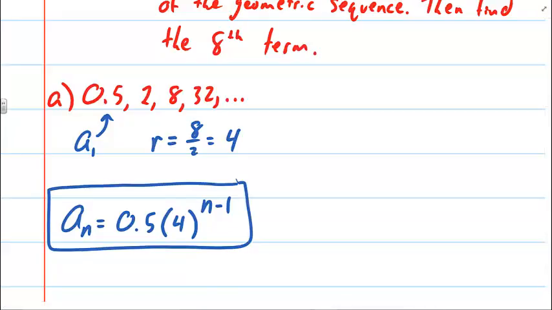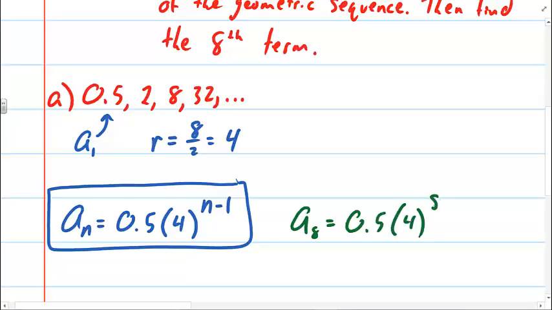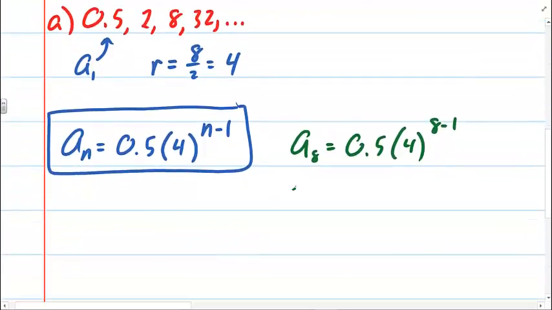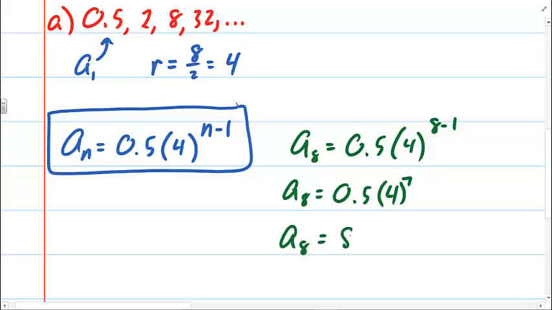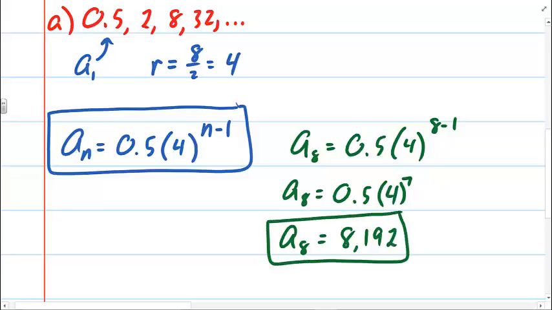Now, I said unless you tell me which one you want. They want a sub 8, don't they? They want the 8th term. And so I'm going to find a sub 8 by doing 0.5 times 4 to the 8 minus 1, because that's my n. That would be 0.5 times 4 to the 7th. Use your calculator, figure that out. If you type all that in, you're going to end up getting 8,192. And that is the 8th term.